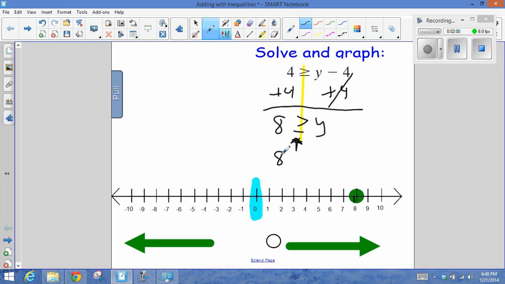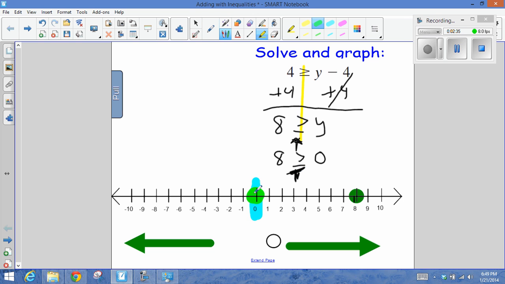So I'm going to say 8 is greater than or equal to 0. Now, is that true? Is 8 greater than 0? Well, yes, it is. 8 is greater than 0. That's true. So that means that 0 is a solution to my inequality. And when something is a solution, we shade it in. So I can shade the point 0.